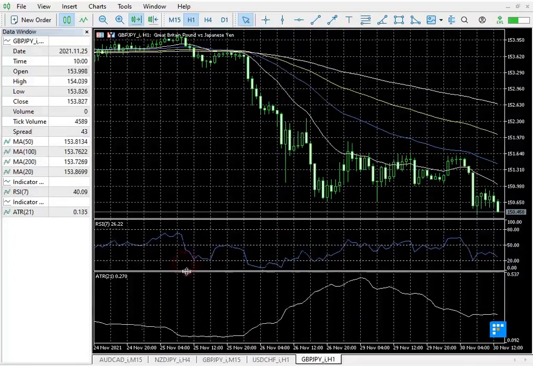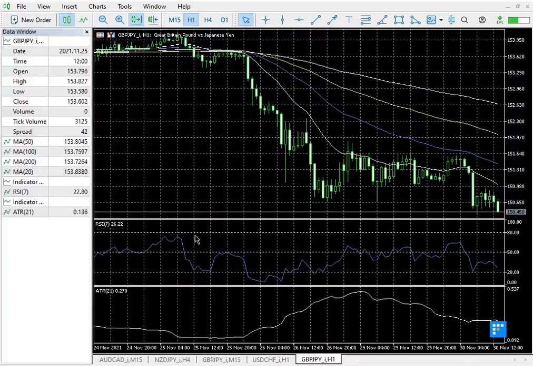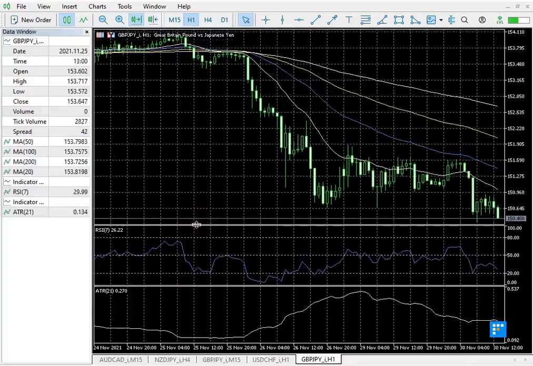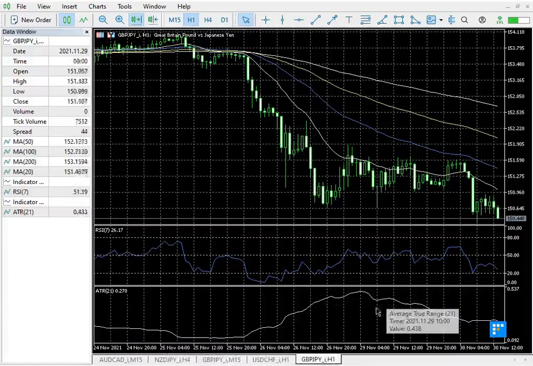So it just means that as of here, for example, what is the value of ATR there? 0.137. Then what is the value up here? You can see 0.498, and we are looking at the 1 hour time frame.